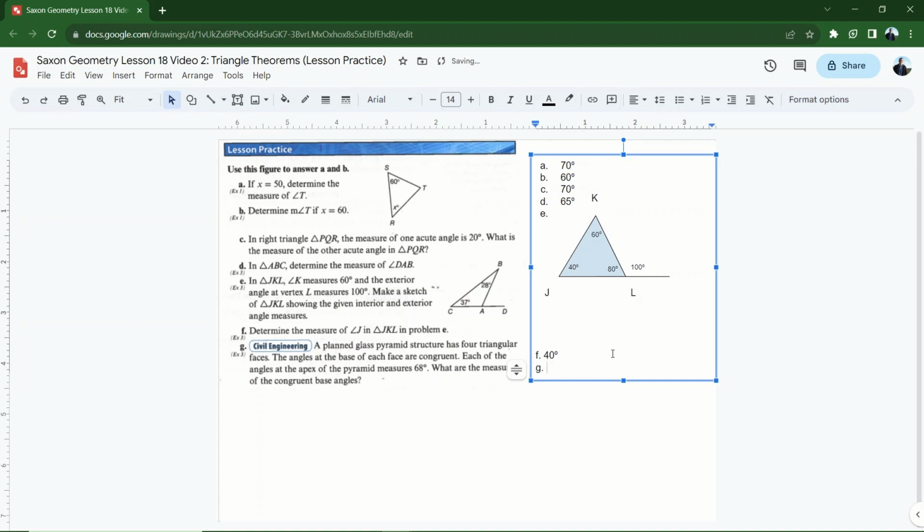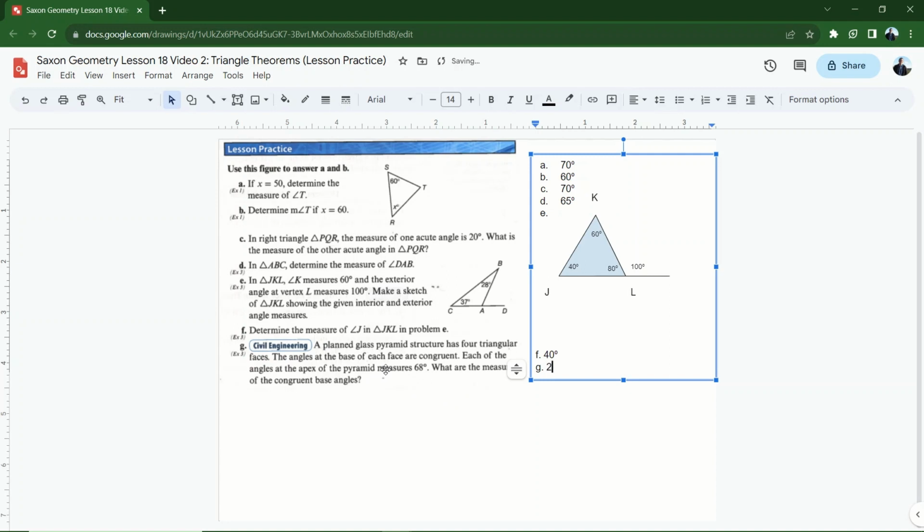A planned glass pyramid structure has 4 triangular faces. The angles at the base of each face are congruent. Each of the angles at the apex of the pyramid measures 68 degrees. What are the measures of the congruent base angles? So the angles at the base of each face are congruent. That means it's an isosceles triangle.